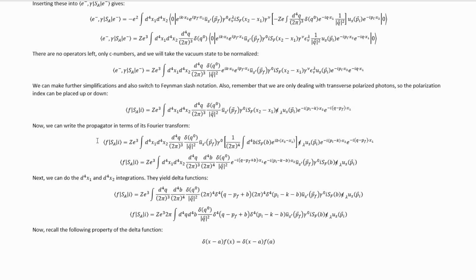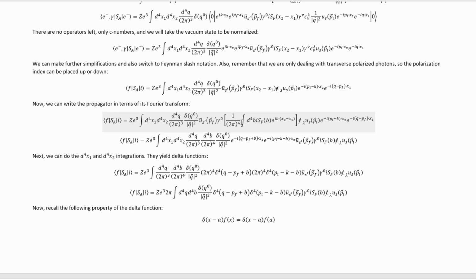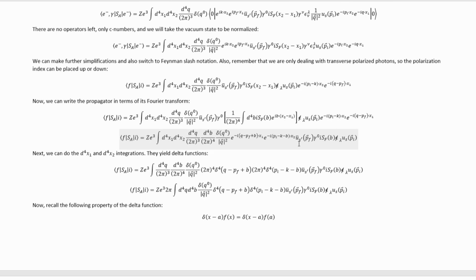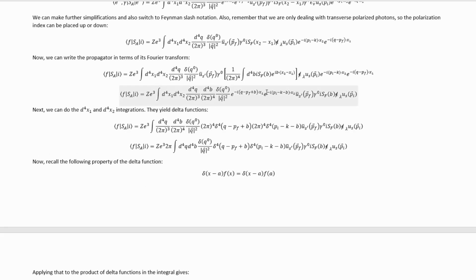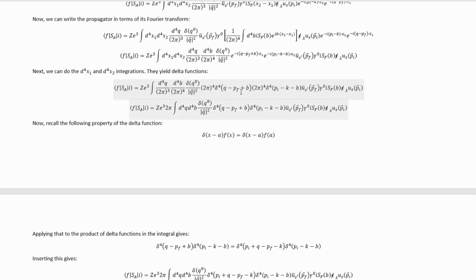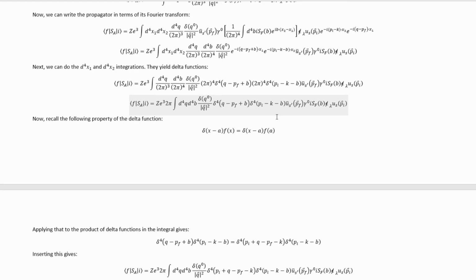Now we can write the propagator in terms of its Fourier transform. So I've inserted the Fourier transform there and then moved some factors around and combined the exponentials, that sort of thing, and that got me to there. At this point, all the x dependence for both x1 and x2 is in these exponentials here, which allows us to do the x1 and x2 integrations to yield delta functions, which gets us down to there. Canceling some factors of 2 pi gets us to here.